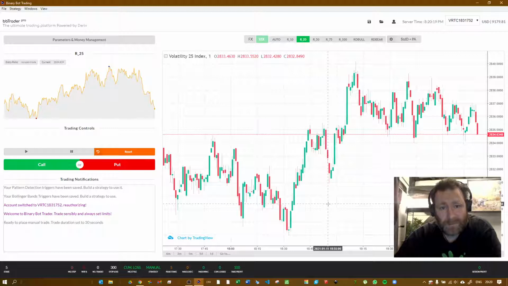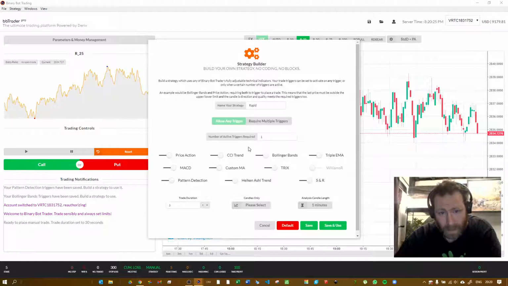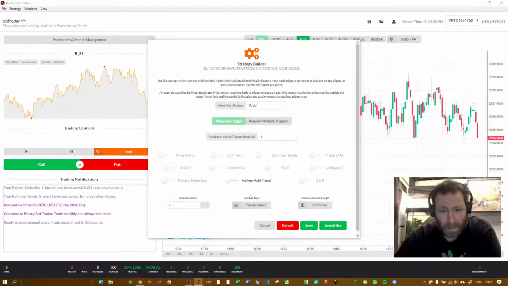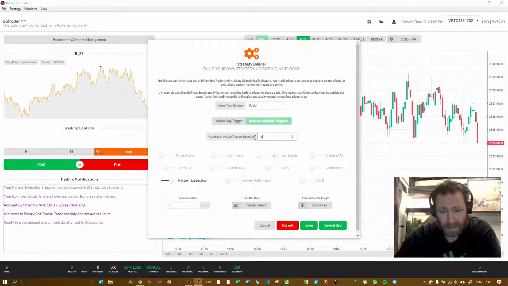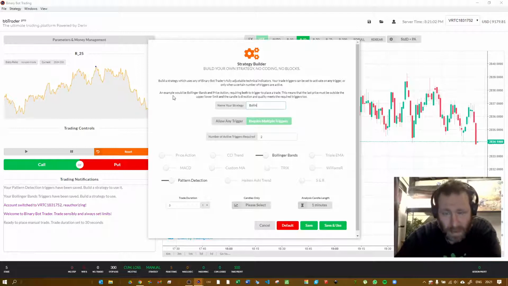So if I save that, you might not know what I'm talking about just yet, but if I go to strategy builder, and if we switch everything off here, switch on pattern detection, which is what we just set up with the reversal patterns, and if you do require multiple triggers, set that to 2 and add Bollinger Bands, and we can call this Bollin.